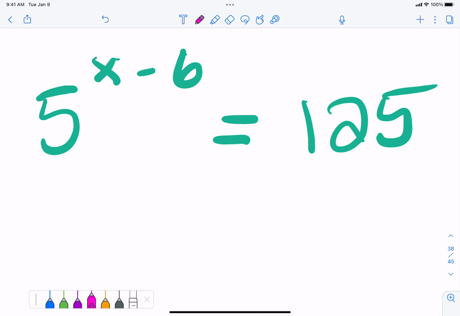510. Okay, write it down. It's going to be 510. Just type it in your calculator in the test, if you have one, of course.